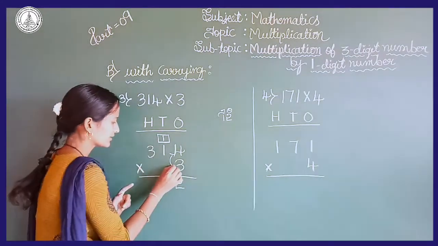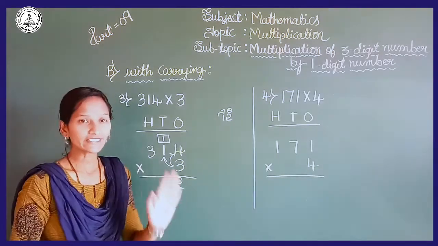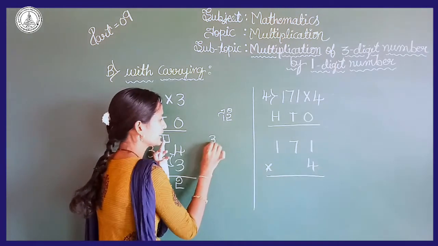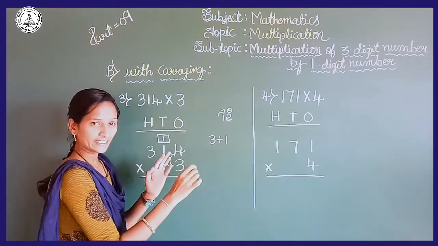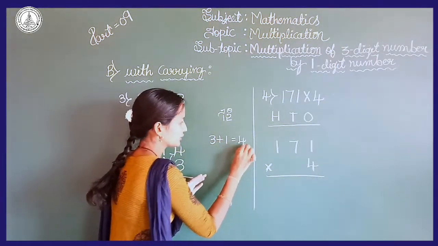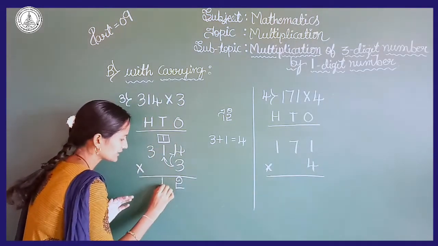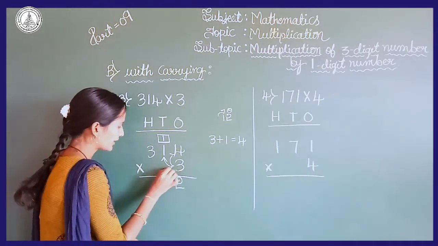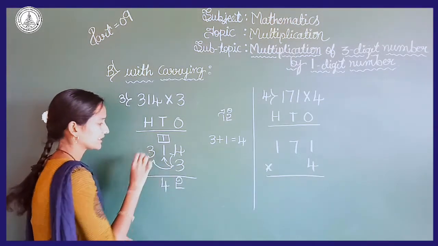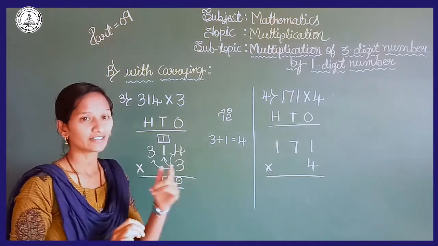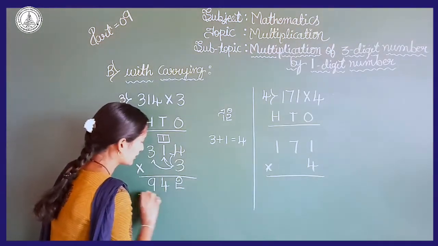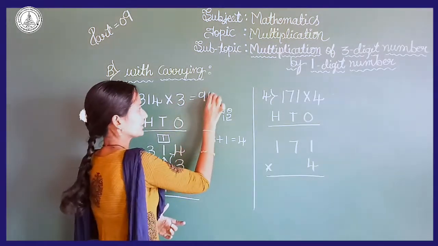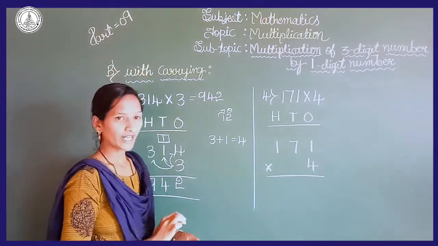Right? Next come to the tens column. 3 into 1, it is 3. Right? So this 3 plus 1. This 1 is a carry. So 3 plus 1, it is 4. 4 is a single digit number, so I am writing it directly here. So now move to the hundreds column. 3 into 3. 3 threes are 9. So write down here 9. So which is our product? 942 is our product. Right, students?